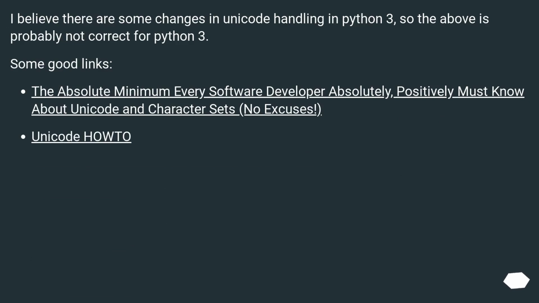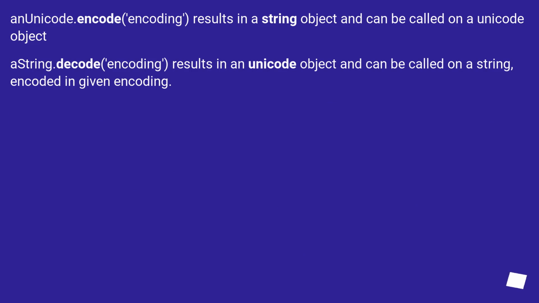I believe there are some changes in Unicode handling in Python 3, so the above is probably not correct for Python 3. Some good links. The absolute minimum every software developer absolutely, positively must know about Unicode and character sets, no excuses. Unicode how-to. A unicode.encode(encoding) results in a string object, and can be called on a Unicode object. A string.decode(encoding) results in a Unicode object, and can be called on a string encoded in the given encoding.